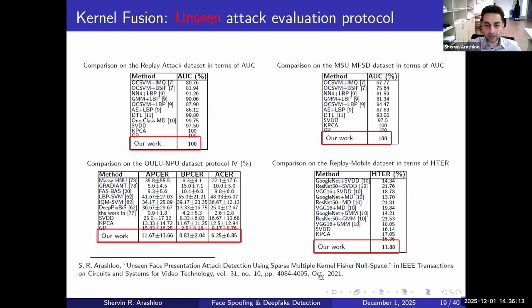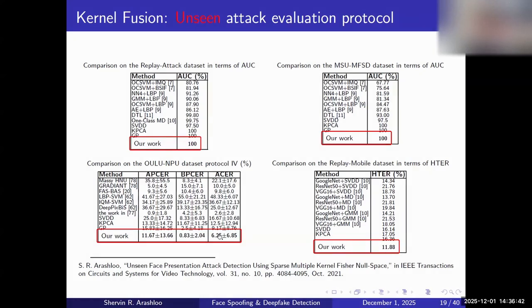This is a summary of applying this method on 4 different data sets: Replay-Attack, MSU-MFSD, OULU-NPU, and Replay-Mobile. At the top row, we have AUCs, so the higher, the better the performance. In the bottom row, these are different types of error, the lower, the better. On 2 of the 4 data sets, we achieve perfect performance. On the remaining 2, we again achieve the leading performance compared to some other methods.